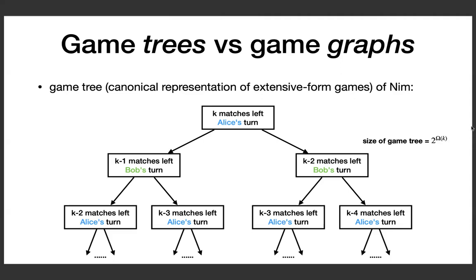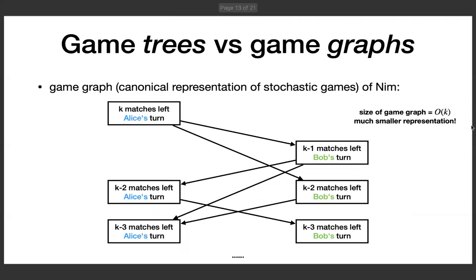Something interesting about this game tree is that these two nodes in red are exactly the same. The obvious question when you have these identical subtrees is, why don't we merge them? So we can merge them. If we do merge them, we get the game graph, which is the canonical representation of stochastic games. The game graph of NIM looks like this.